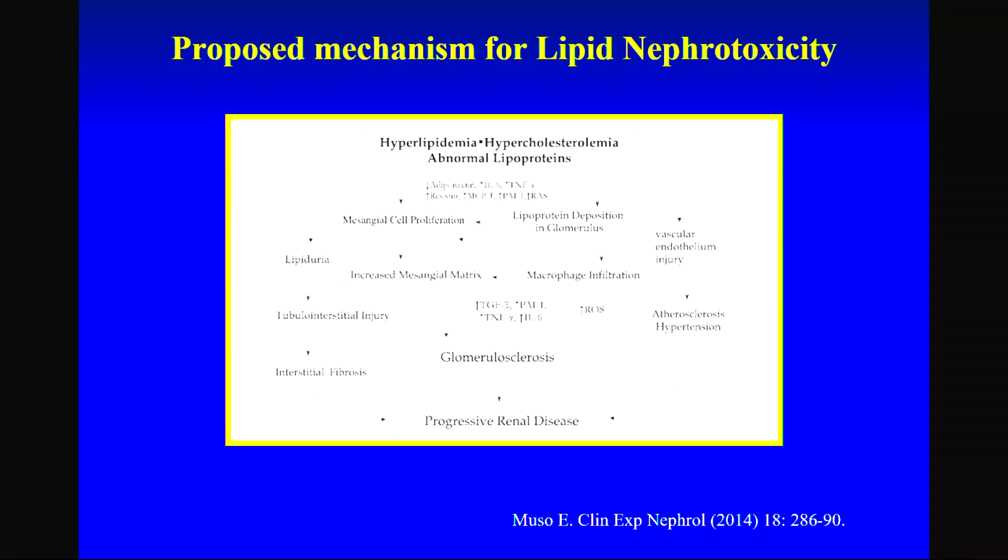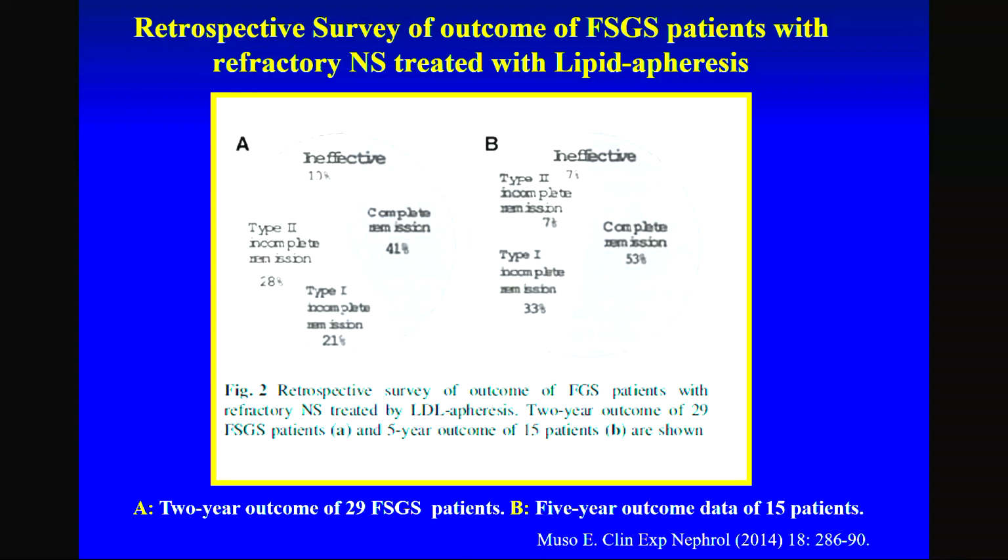This is the hypothesis of why lipids have a nephrotoxicity. I won't go through that tonight. This is a retrospective survey of outcomes in patients. Unfortunately, it's hard to see, but this is looking at 2-year outcome. This is looking at 5-year outcome. So this is showing that complete remission occurred in 41% of the patients. Complete remission. And after 5 years, you still had 53% in complete remission using apheresis, lipid apheresis. Incredible data. Nephrologists in the United States are now really getting very much involved with this as a therapeutic regimen.